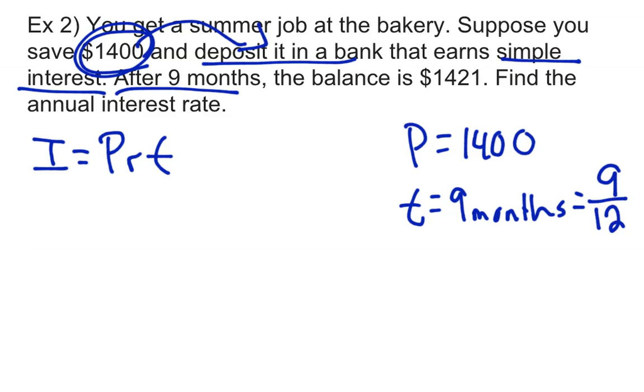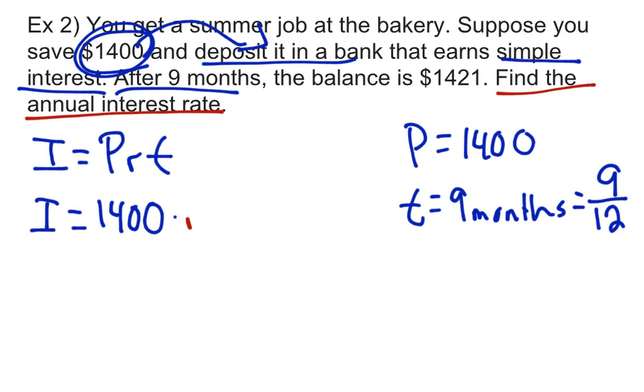Okay, they didn't tell us the interest. They told us the principal was $1,400. Okay, they didn't tell us the rate. In fact, that's what they're asking for. Find the interest rate. So I'm looking for R times my time, and my time is 9 out of 12. Well, we have an issue here because we have 2 variables that we don't know. We don't know the interest and we don't know the rate, and we can't solve the problem like that.